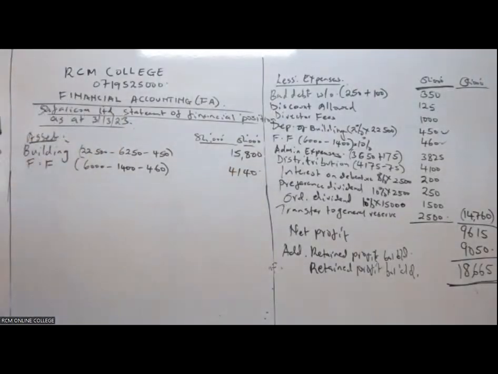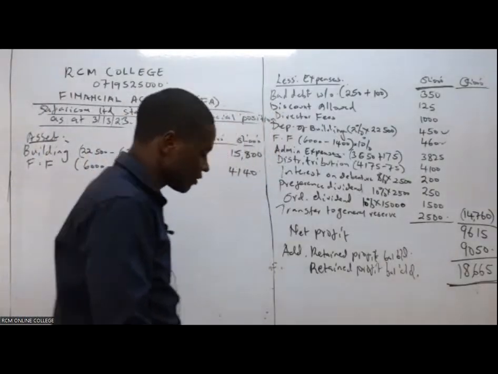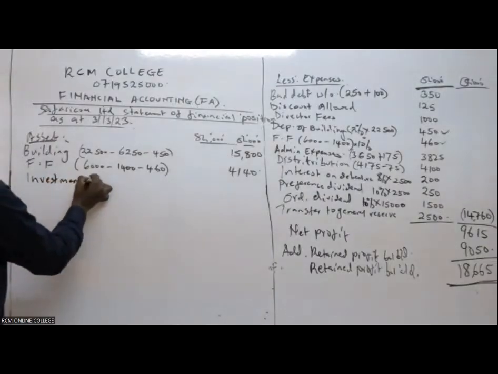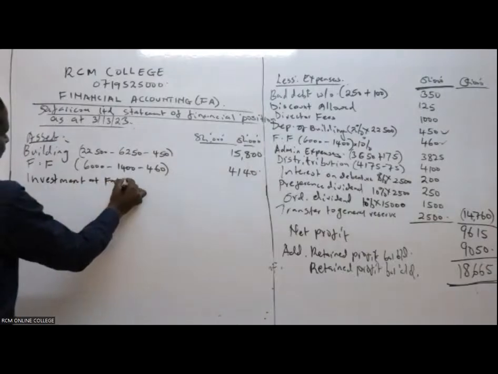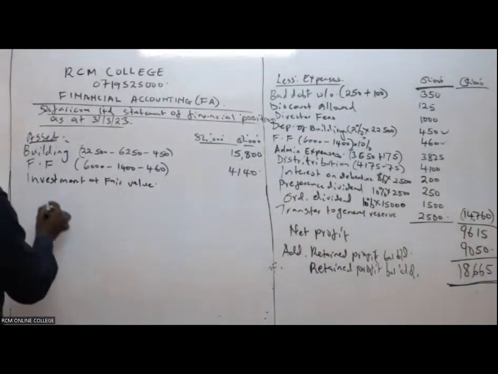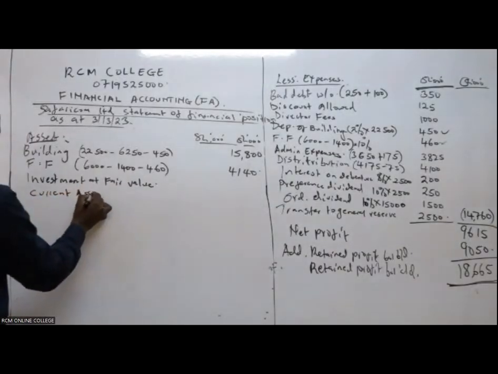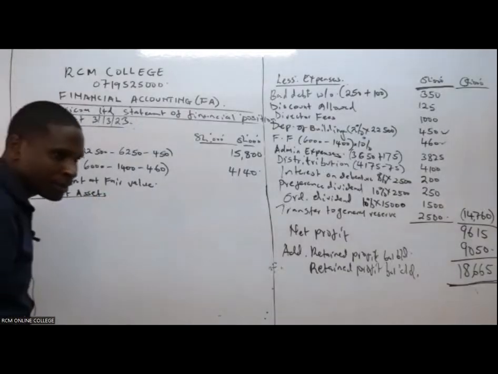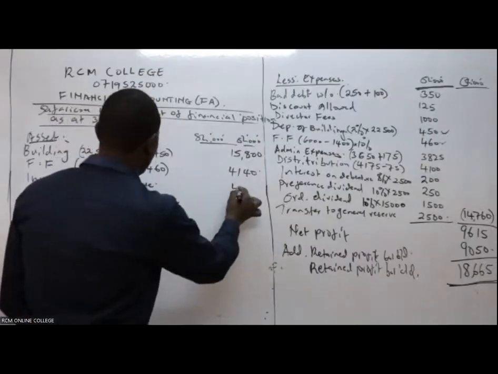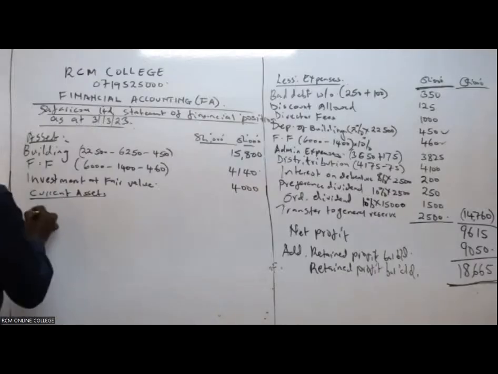And then the last item in that question was investment at fair value. For those who have the question, how much was it? Then we go to the current assets. It was 4,000. I can see it was 4,000. So for the current assets, we have inventory.